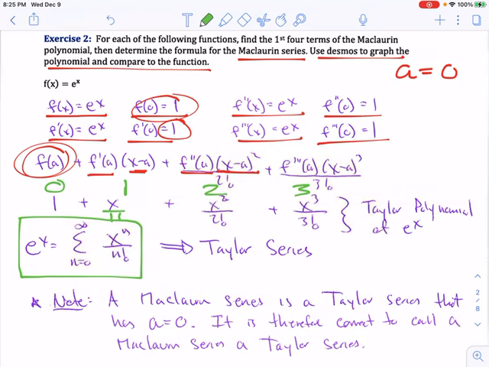Okay, now, again, just a little note, I've already explained this, but a Maclaurin series is a specific type of Taylor series, so it's not improper to call a Maclaurin series a Taylor series. So all Maclaurin series are Taylor series, but not all Taylor series are Maclaurin series.